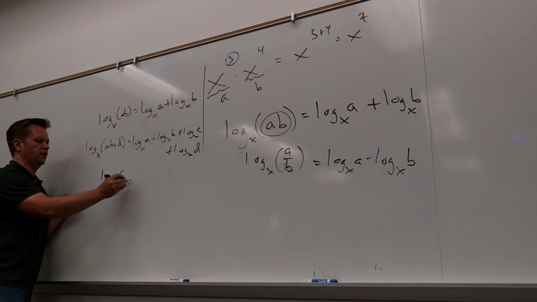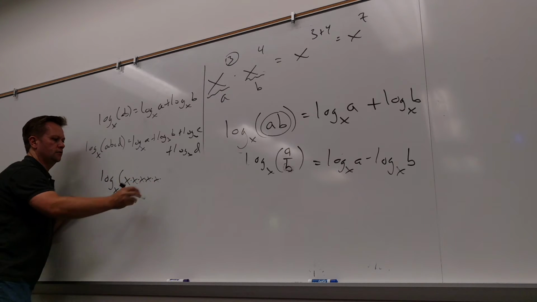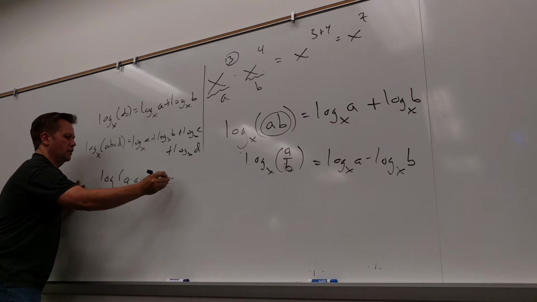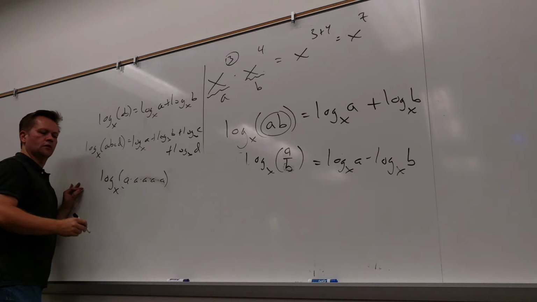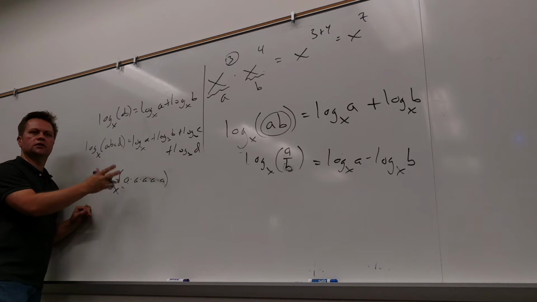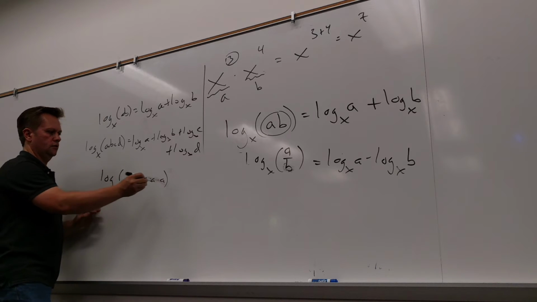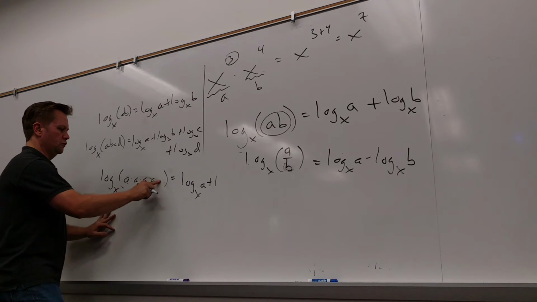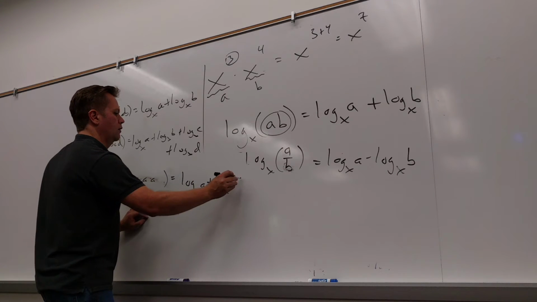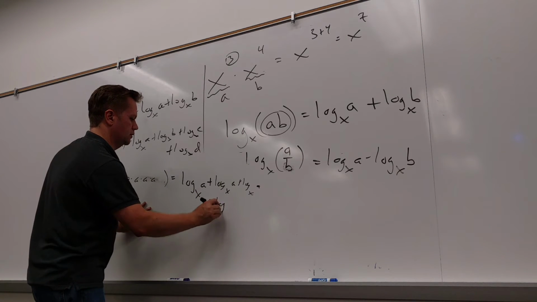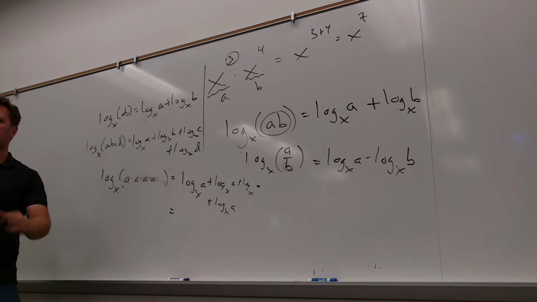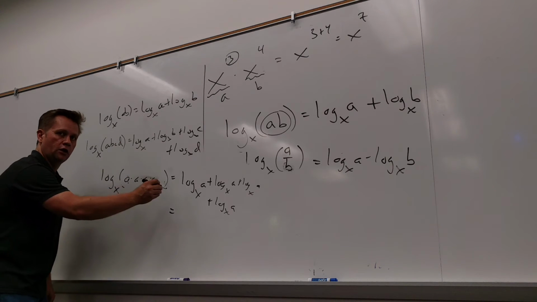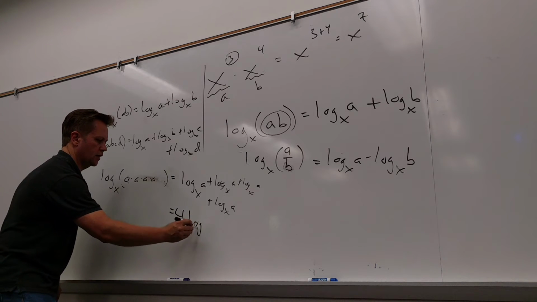What if I had log base x of a times a times a times a? Let me make it a times a times a, and so on. Let's just do that many. That'd be log base x of a, log base x of a. But isn't there a shortcut? Log base x of a to the 5th? No, be careful. It'd be log base x of a plus log base x of a plus log base x of a, right? Which is what? How many log base x's of a are there? 4. So it would be 4 log base x of a.